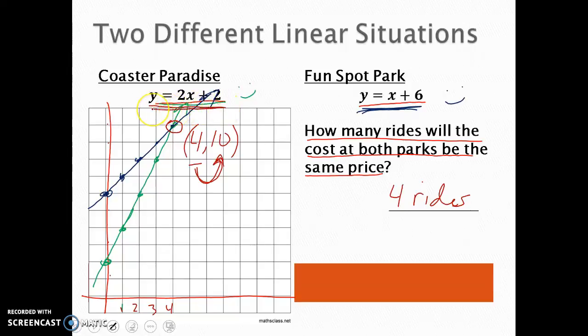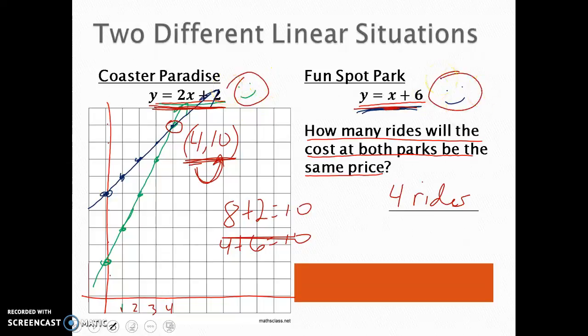We can check to make sure that's right, because if I plug a 4 in here for this equation at Coaster Paradise, 2 times 4 is 8, and 8 plus 2 is equal to $10. If I plug 4 in here to this equation for Fun Spot Park, then it's going to be 4 plus 6, and 4 plus 6 is also $10. So in other words, this point makes both equations true. That's the solution to the system, and the system is both of these equations. We want to find a point that makes both equations happy, and that would be the solution to the system.